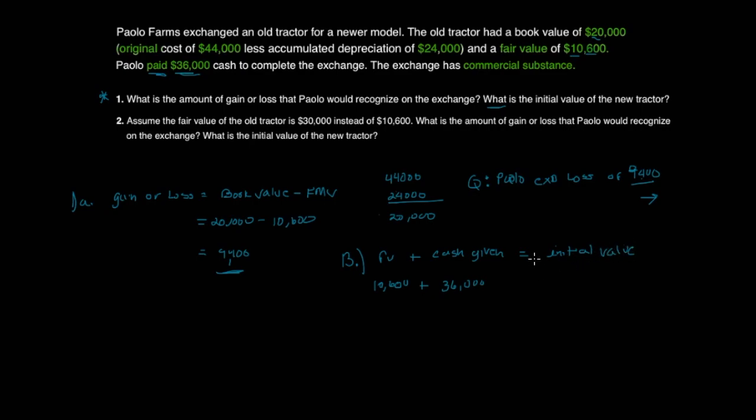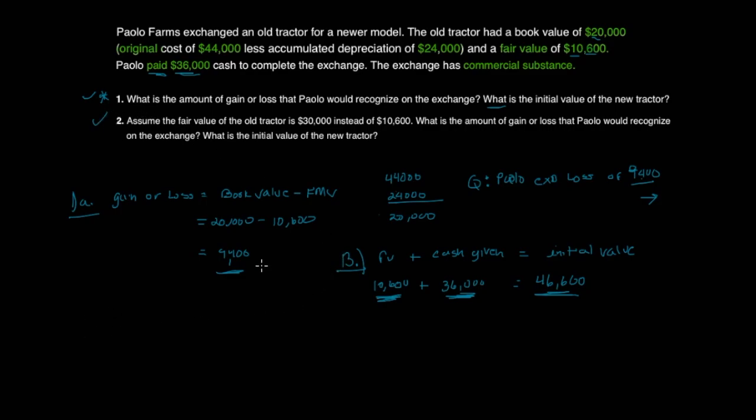And I'm just going to write initial value. So you will get $46,600. This is pretty simple. What you're doing is you're taking this value here, what it's worth right now, and then you're just adding basically what you paid, the extra value that you're adding to it. So you arrive at a total value of $46,600. So we are good with this one. Let's go ahead and move on to number two.